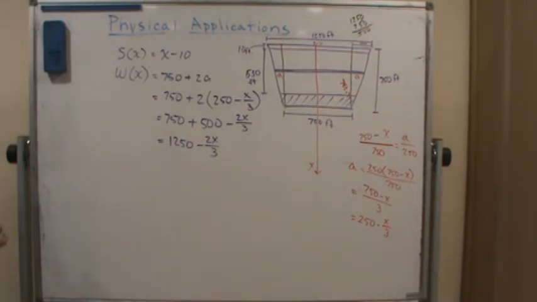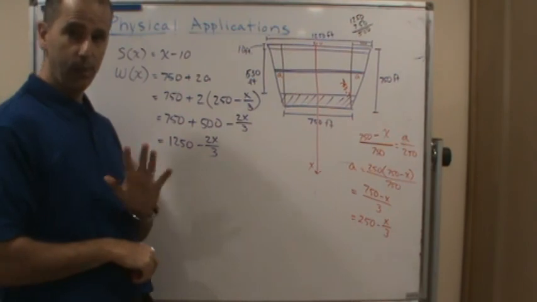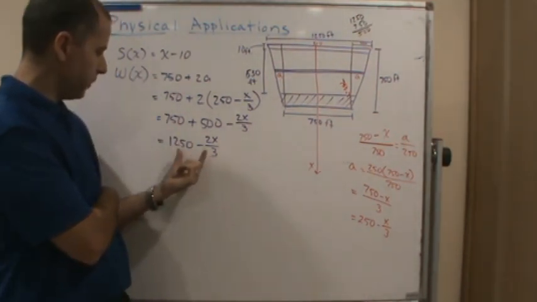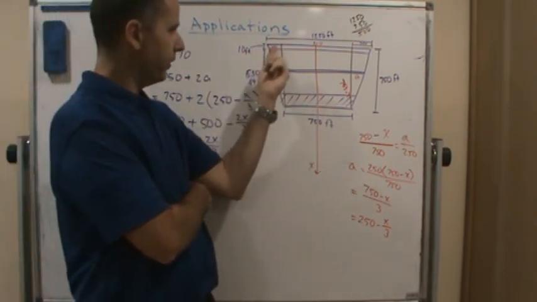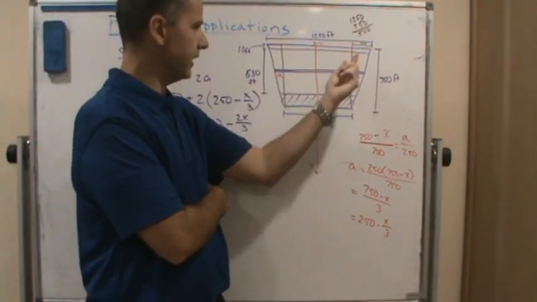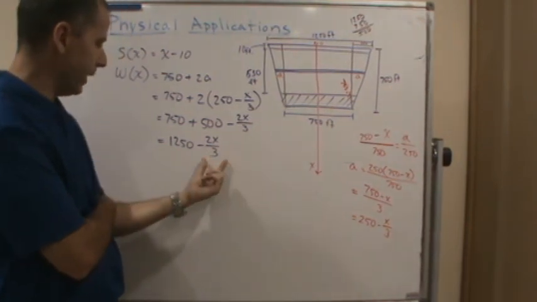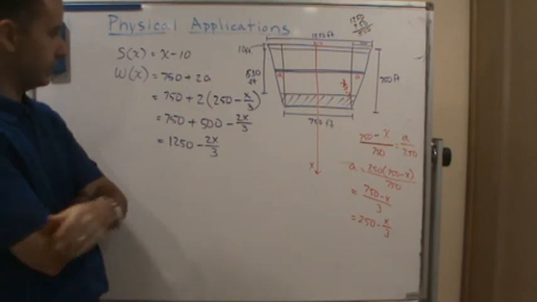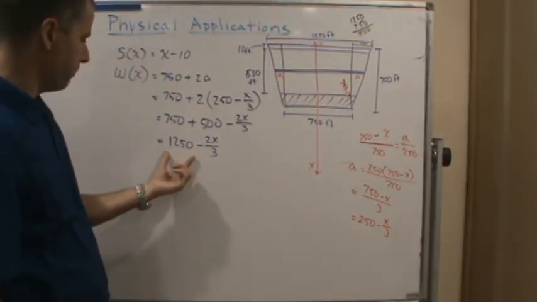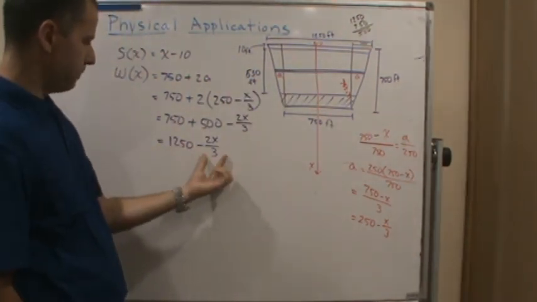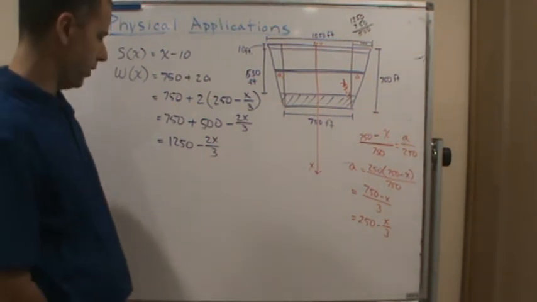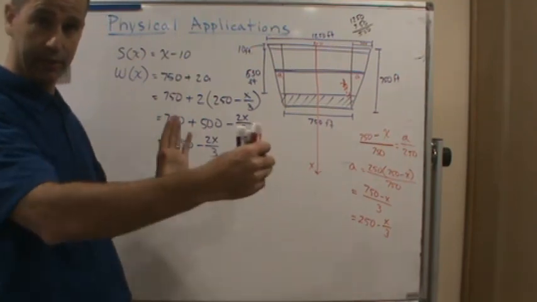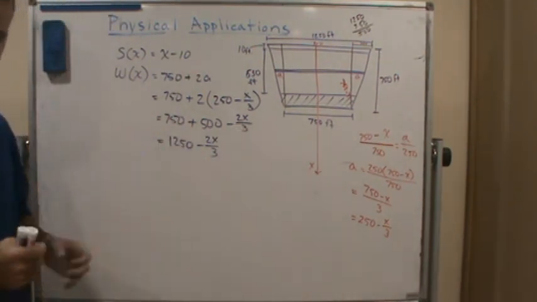So basically look what we just figured out. Just so you guys know, this width is a function of x, but notice what it is doing. The width starts at 1250, and then it's going down at a rate of 2/3 of a foot, because x is measured in feet. So this is decreasing at a rate of 2/3. So this is the slope, or the rate of change in the width, right? I just thought that was interesting.